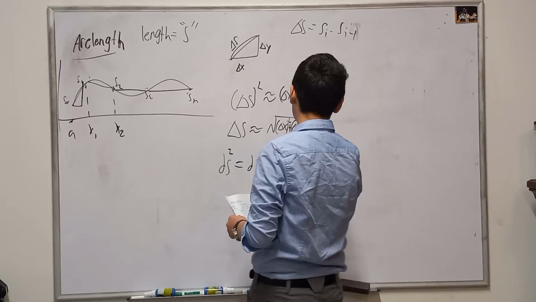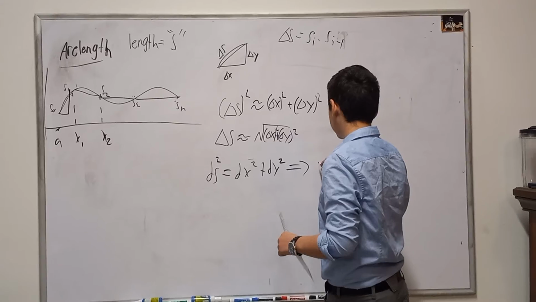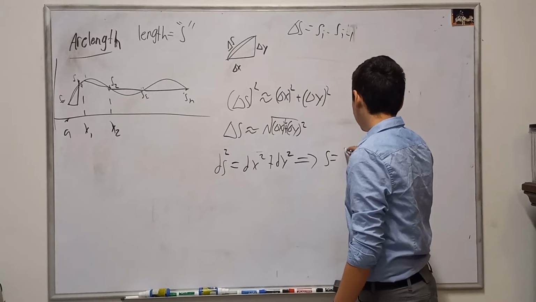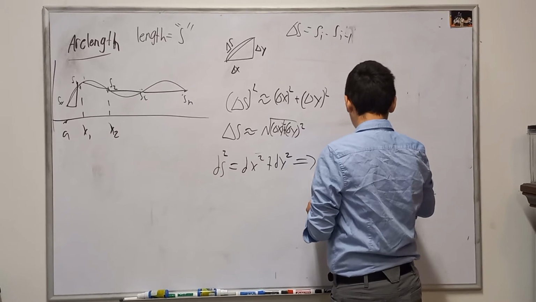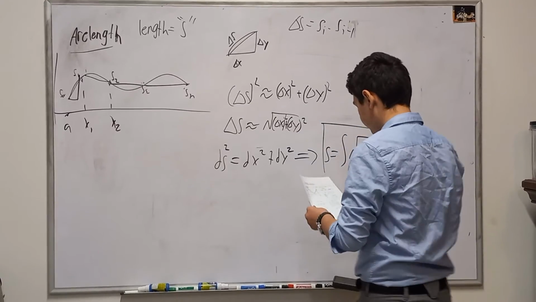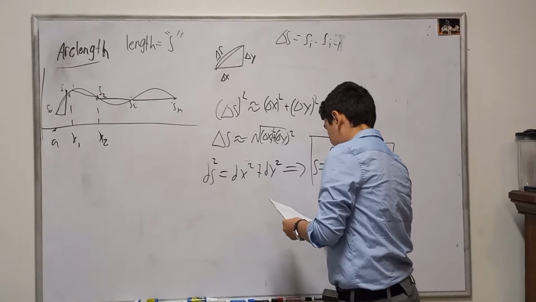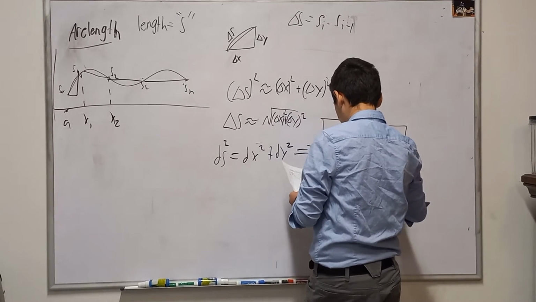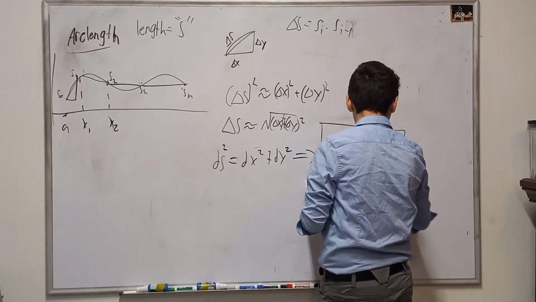Then we can rewrite this and take the integral. We take the square root of this and the integral, and we get s is equal to the integral of the square root of dx squared plus dy squared. There you go. This can also take another variant: ds is equal to the square root of 1 plus (dy/dx) squared, times dx.